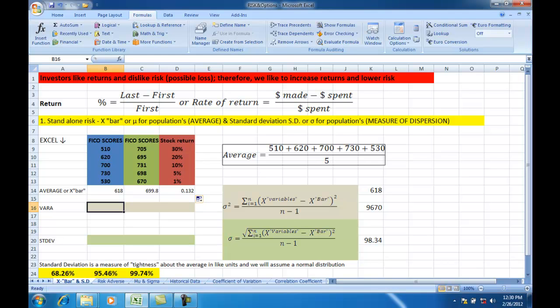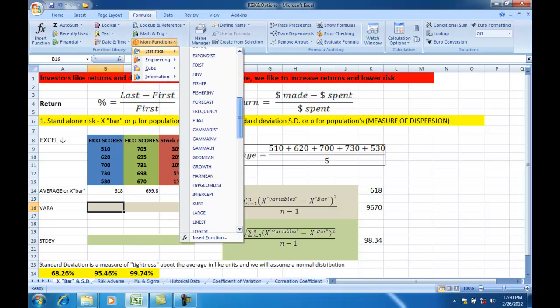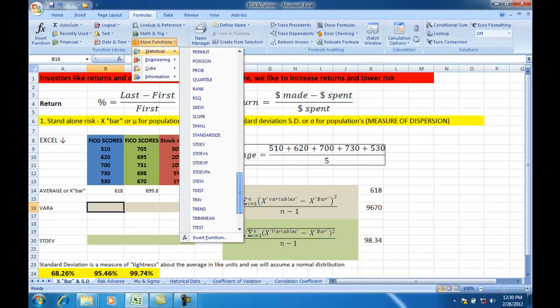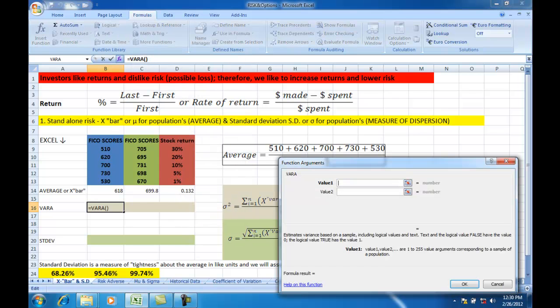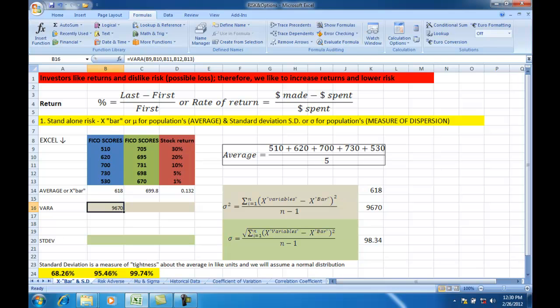Now I'm going to do it with Excel: formulas, functions, and statistics. I have to go find variance, and here it is. So I'm going to capture this value, this value, this value, this value, and the fifth value, and hit OK. And it's 9,670. Again, I've already calculated the variance here as well.